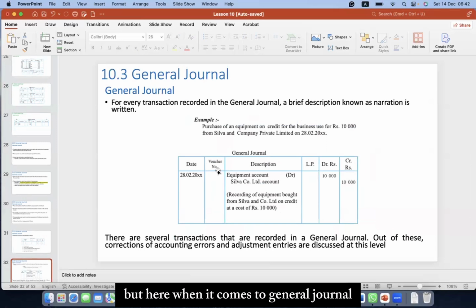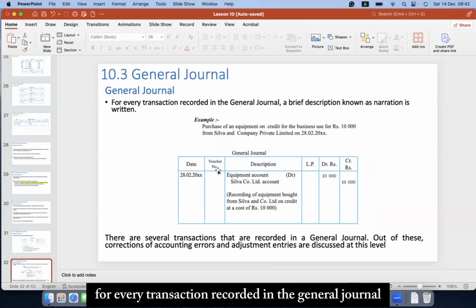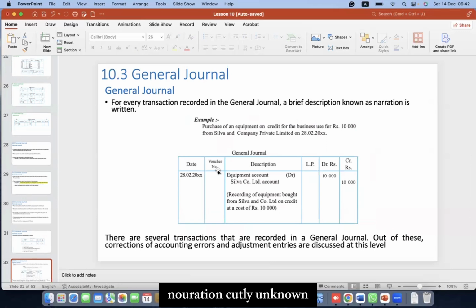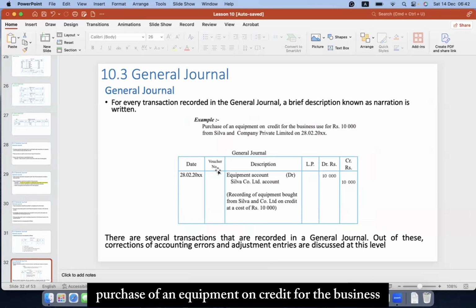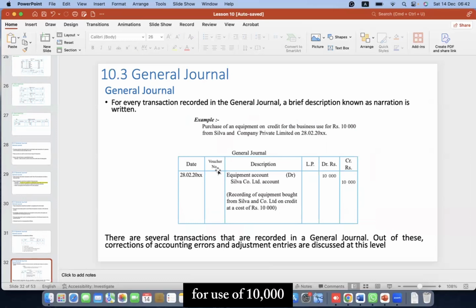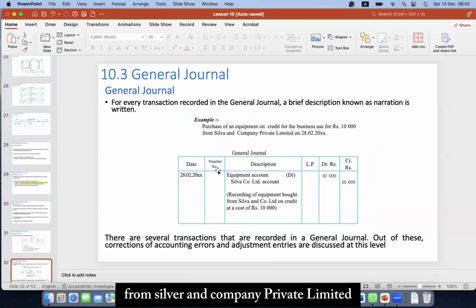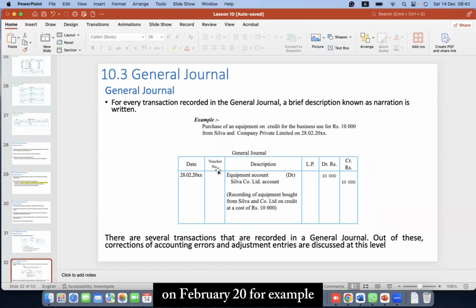But here, when it comes to the general journal, for every transaction recorded in the general journal, a brief description known as narration is written. Narration, is that clear? For example, purchase of an equipment on credit for the business for use of 10,000 from Silva and Company Private Limited on February 28.